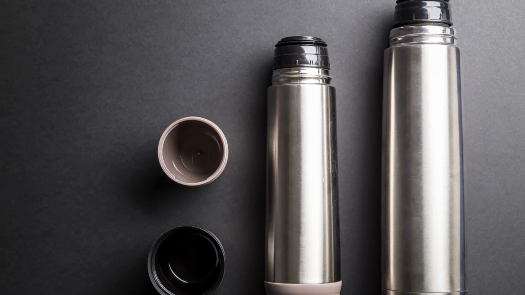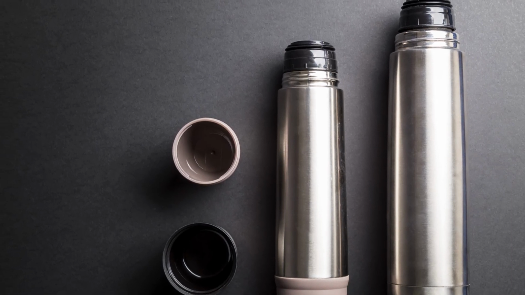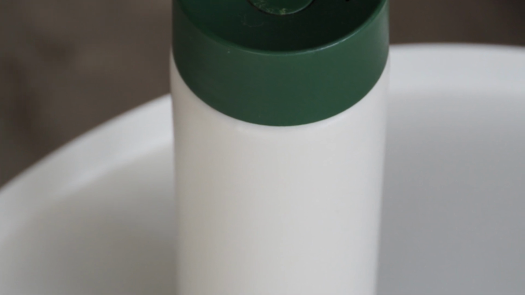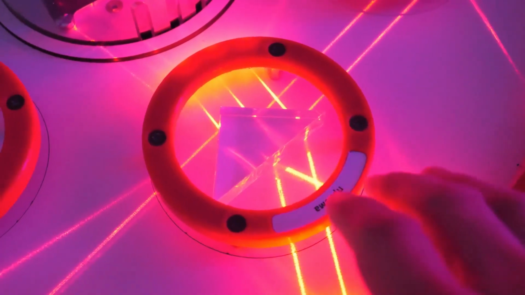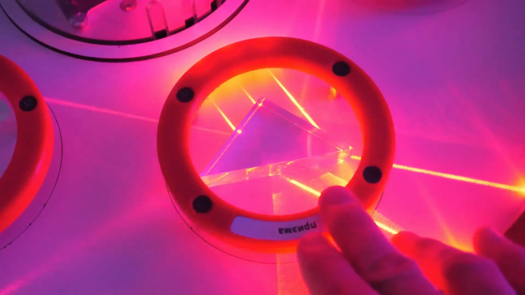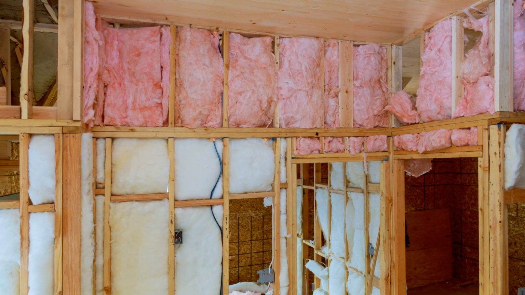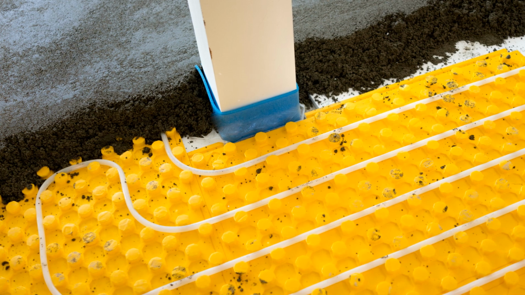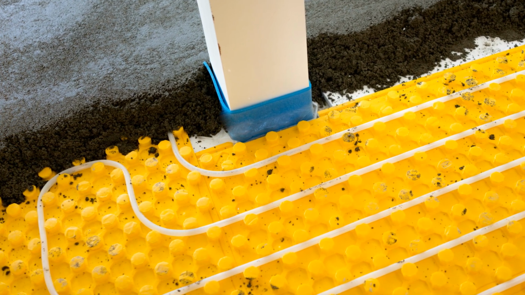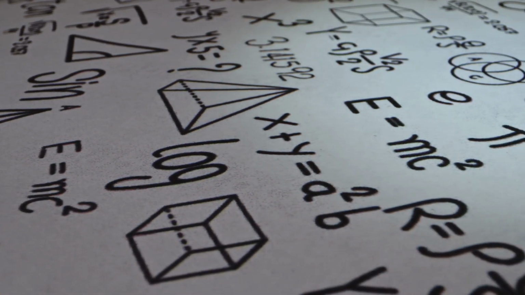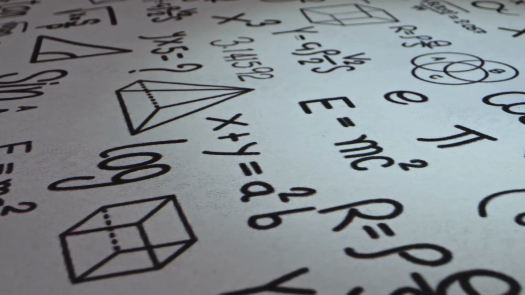Consider a thermos bottle designed to keep drinks hot or cold. A vacuum or air gap reduces conduction and stops convection. A shiny inner layer reflects thermal radiation back inside. Insulated walls do the same. Fibers slow conduction and air movement. Foil barriers reflect radiation, while cavities limit convection. Conduction is contact, convection is current, radiation is waves.